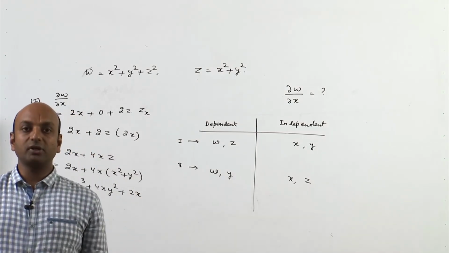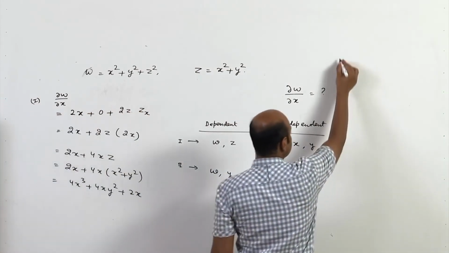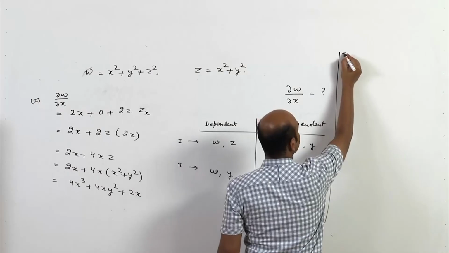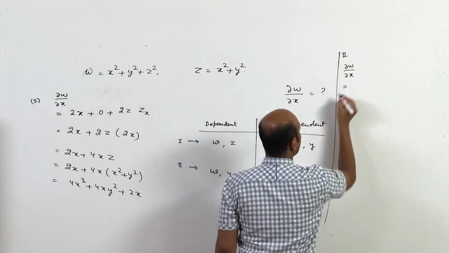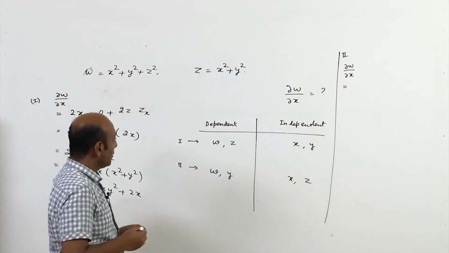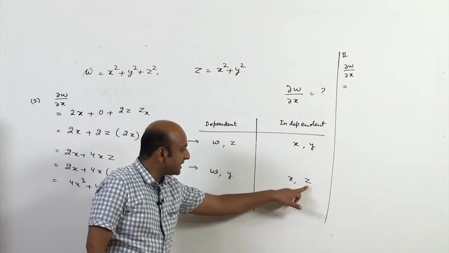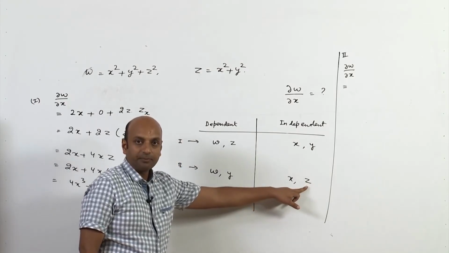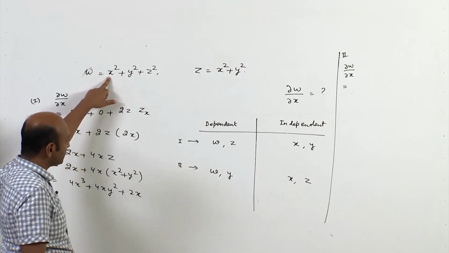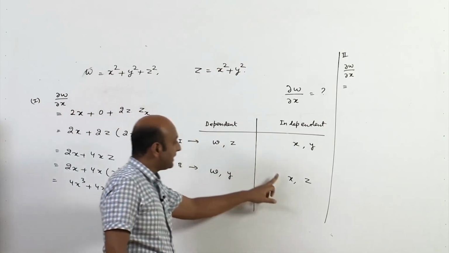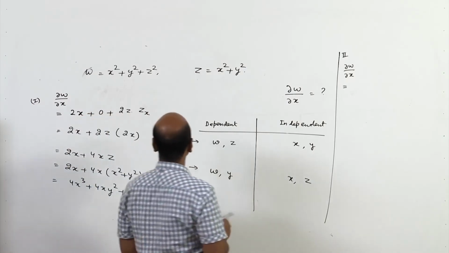Now, let us compute for the second case. Now, for the second case, del w by del x. We are taking w and y as dependent variables and x and z as independent variables. Now, when you differentiate this partially with respect to x, keeping in mind that x and z are independent variables, others are dependent. So, what will we obtain?